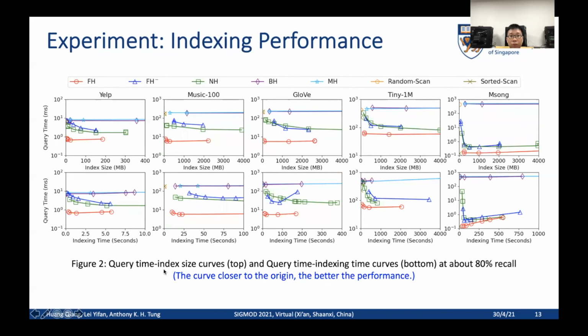In the second experiment, we study the indexing performance. We plot the query time index size curve and the query time indexing time curve here. As you can see, the data points from FH are closer to the origin than the data points from other methods. So we can see that the methods we propose, for example FH and NH, have a better trade-off between the query time and indexing performance.